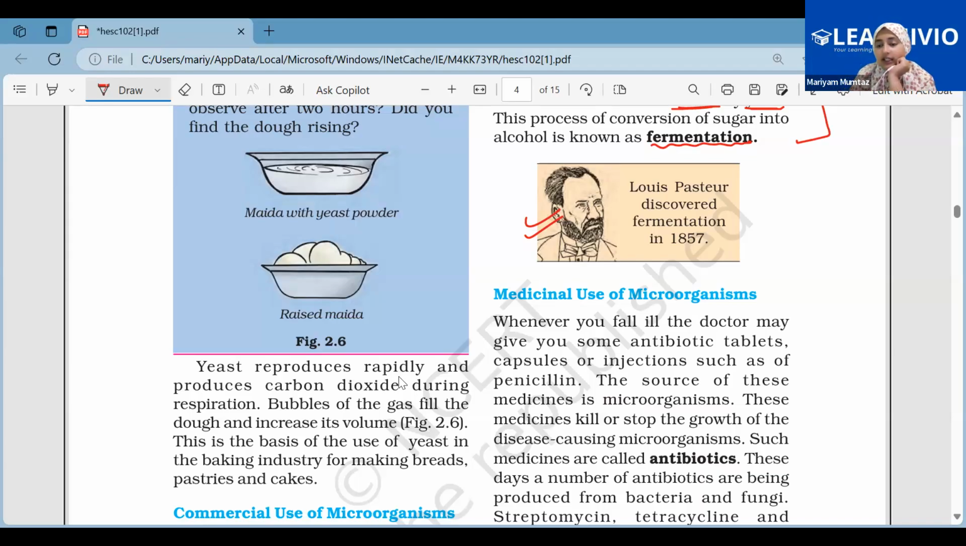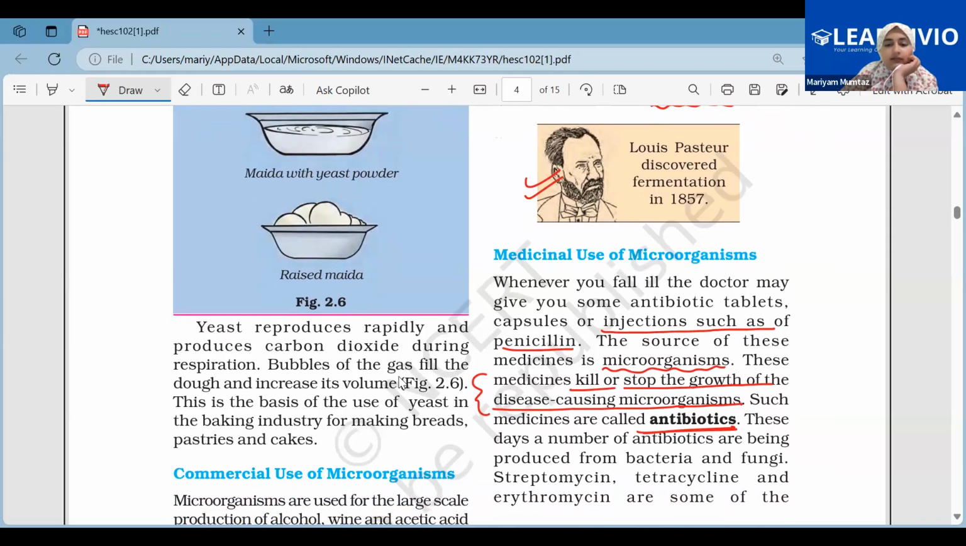So whenever you fall ill, the doctor may give you antibiotic tablets, capsules, or injections such as penicillin. The source of these medicines many a times is the microorganisms. The medicines kill or stop the growth of disease causing microorganisms, and such medicines are called antibiotics. They stop the microorganism from multiplying. Clear?